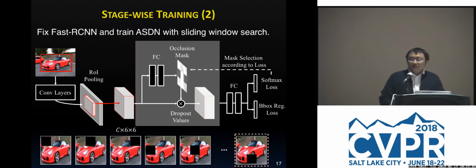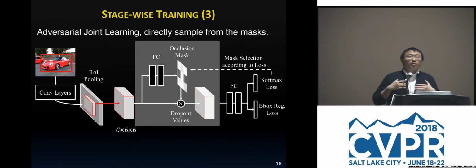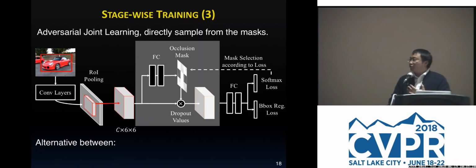And in the second stage, we train everything jointly. We no longer use sliding windows to select the mask. We actually use the mask generated by the adversarial network. So it is a two-stage alternating training.